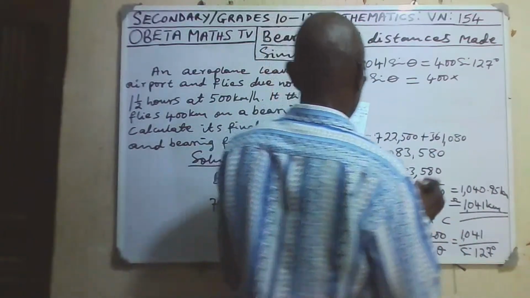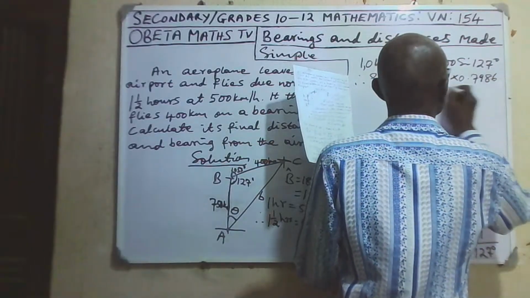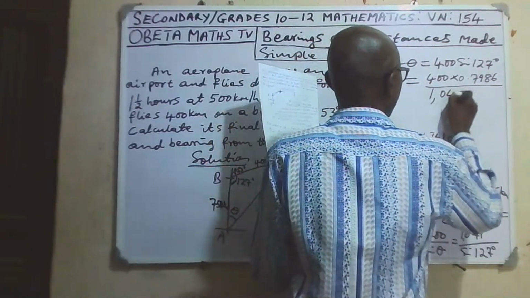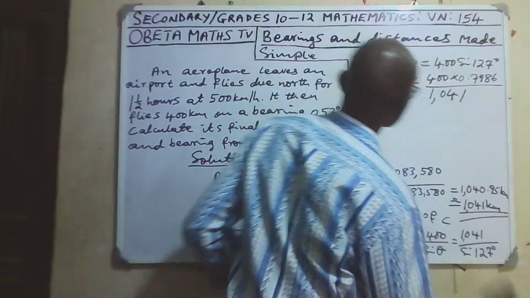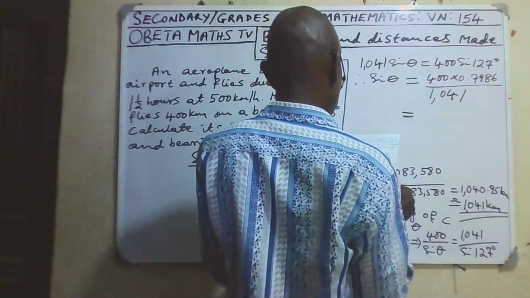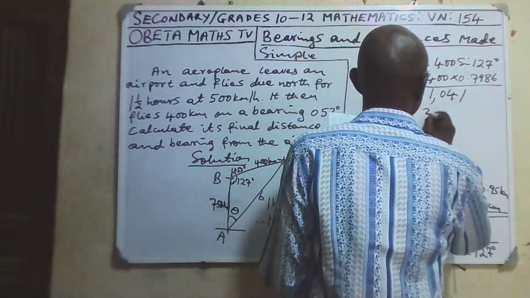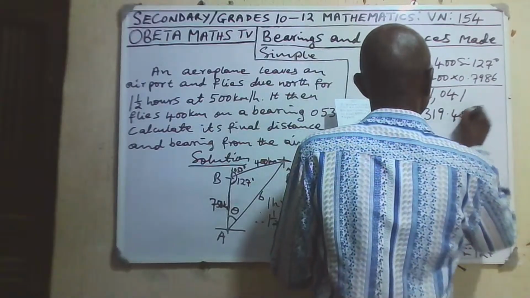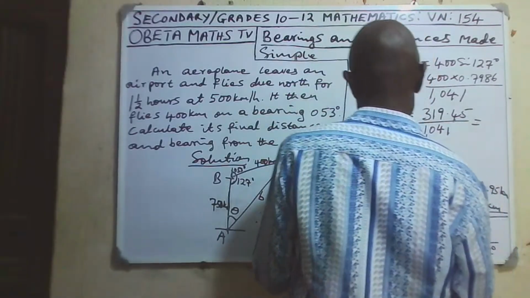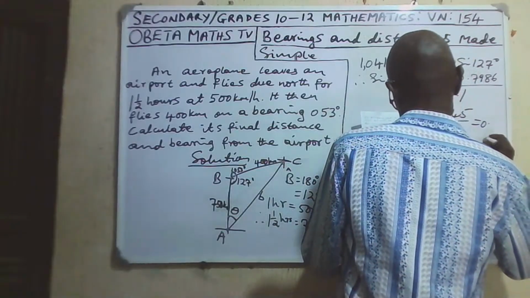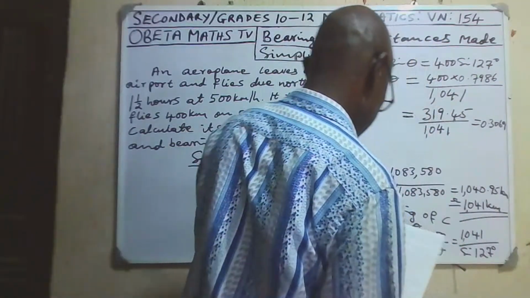Therefore, sine theta is equal to 400 multiplied by, we check our calculator, 0.7986. We are dividing by 1041. So when we carry out the division, first of all, we multiply, and that will give us 319.45 all over 1041. That's supposed to give us 0.3069.